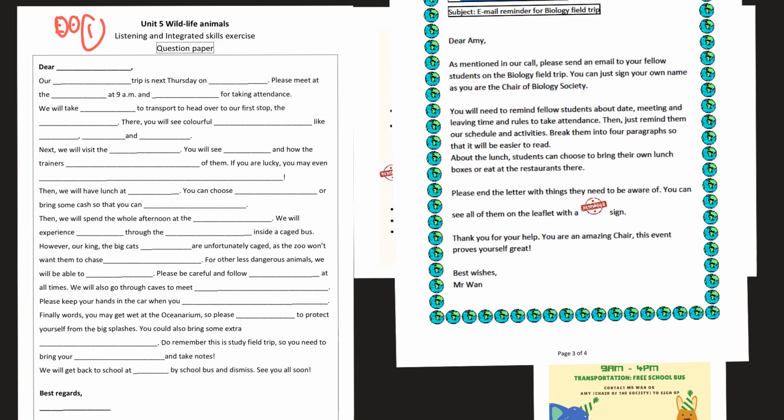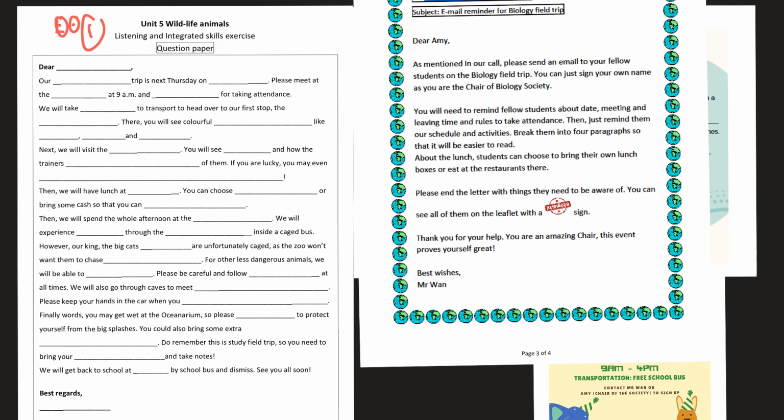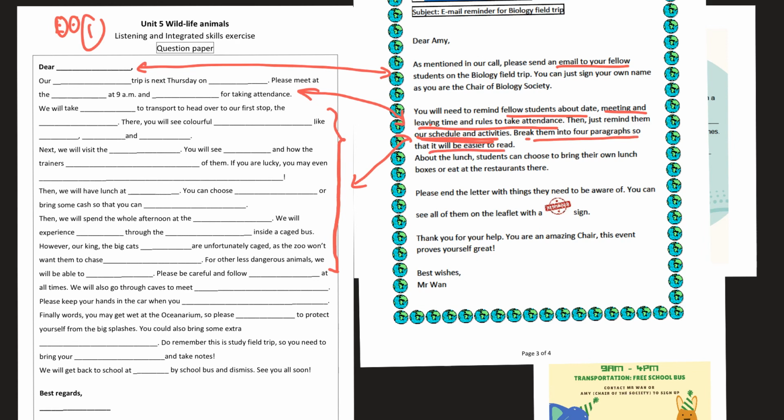So you will just sign your name as the chair, send an email to your fellow students, we'll take it from here, and then you remind them about the date, meeting, leaving time, and taking attendance. It's all here. Okay, so then you tell them a schedule and the activities. So it's all the way through here. Okay, so this sentence, break them into 4 paragraphs so that it will be easier to read. So here is 4 paragraphs.